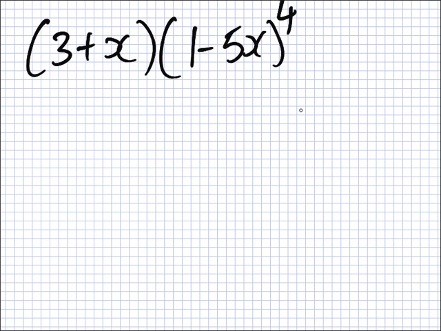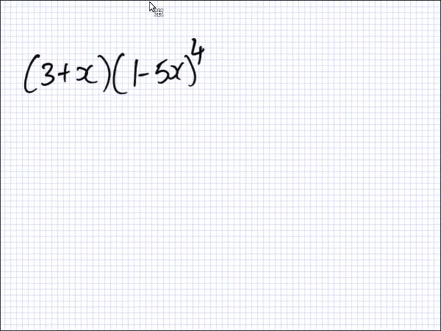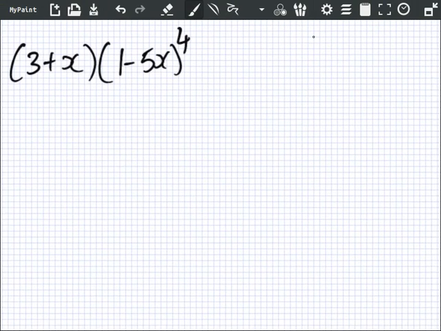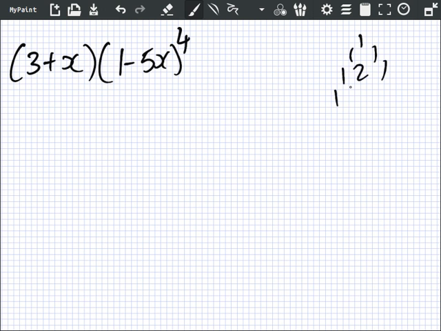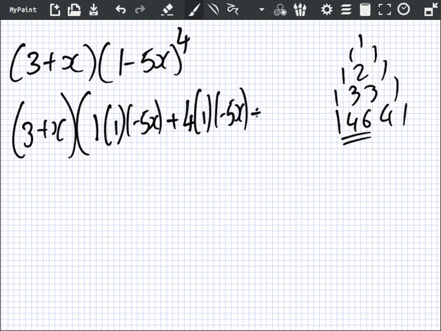Okay, so Hazza, since you said Pascal's triangle, I'll just use Pascal, because we have to make it in 3 terms. So we just use 1, 4, 6, you just need the first 3. So this will be 3 plus x, bracket 1 minus 5x, plus 4 times 1 minus 5x, plus 6.